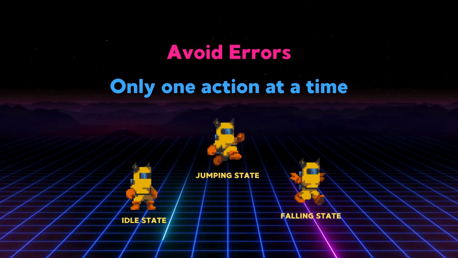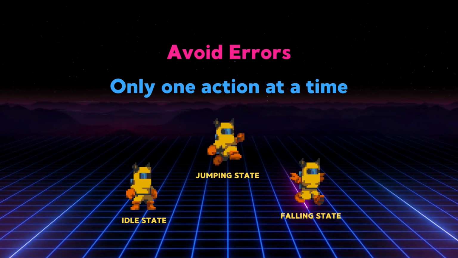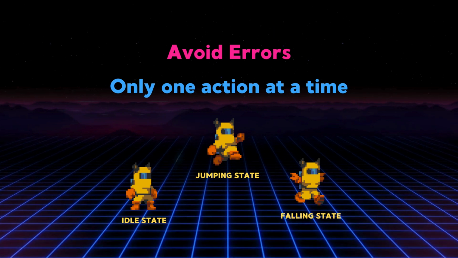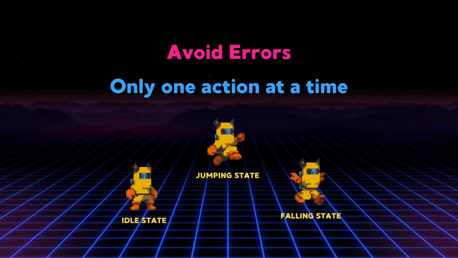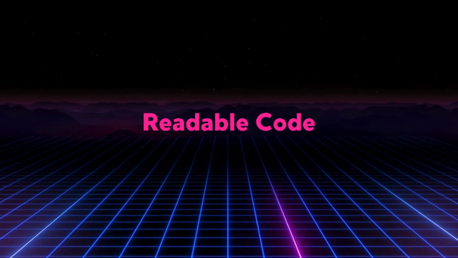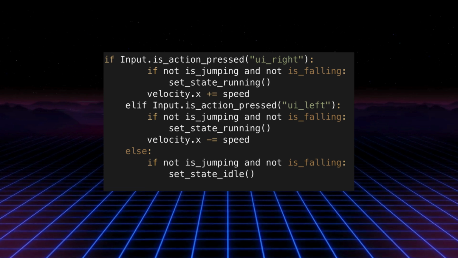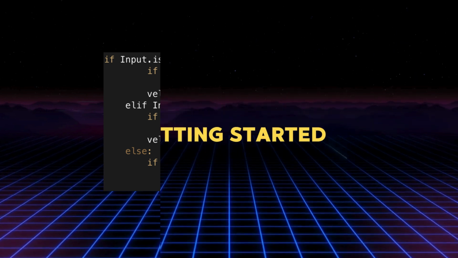The advantages are as follows. Avoid errors. The character will only perform one action at a time. For example, if the character is jumping, they won't be able to perform another action that isn't related to jumping. Cleaner and more readable code. There will be no need to create numerous conditionals and Boolean variables to check the current state of the character.